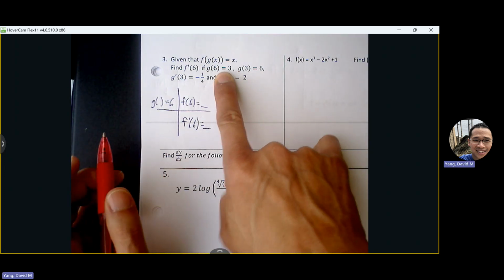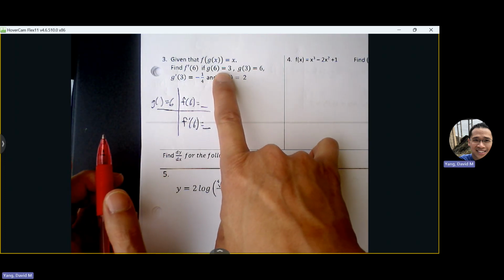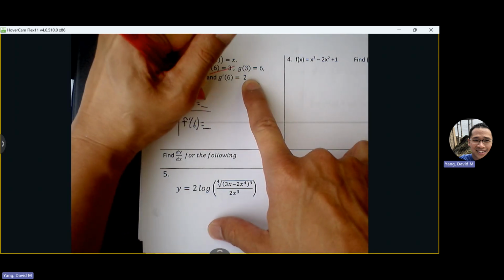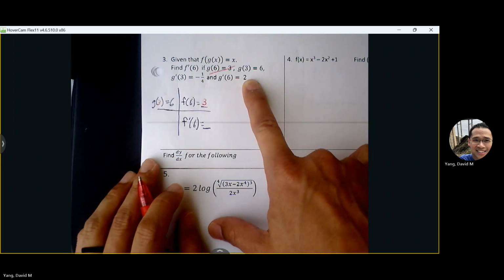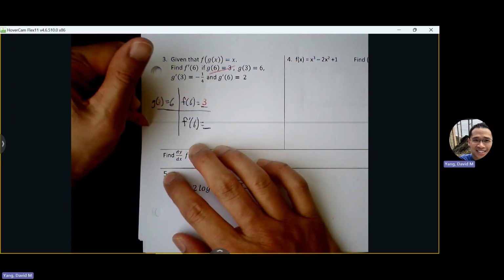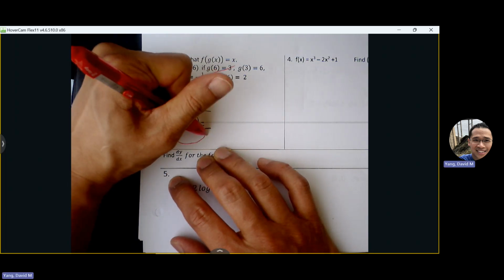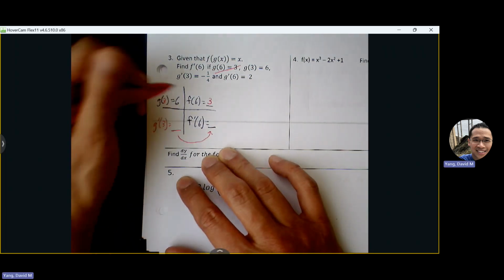So we have something that is not going to be useful for us, right? That g of 6 equals 3 doesn't fit our problem. It's g of 3 equals 6. That's going to be helpful for us. And then we can find g prime of 3, and that number will lead me to the slope of the f graph at 6.